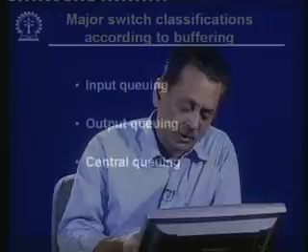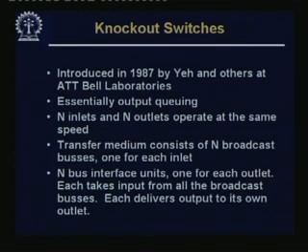Now of course, people have gone to more sophisticated designs for switches, and they are classified in various ways: input queuing, output queuing or central queuing. We will look at these one by one later on. Let us look at another kind of space division switch known as the knockout switch, which was introduced in 1987 by AT&T Bell Labs. Essentially, we use output queuing here. We will look at output queuing and the issues in detail later on.